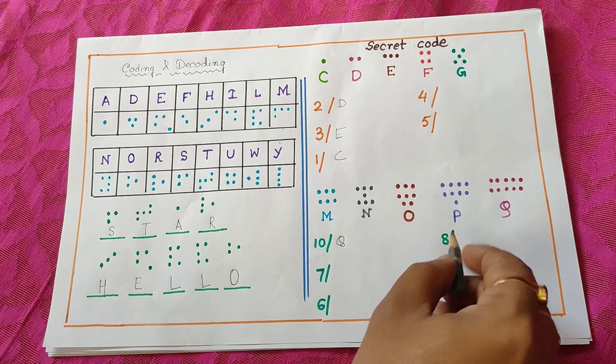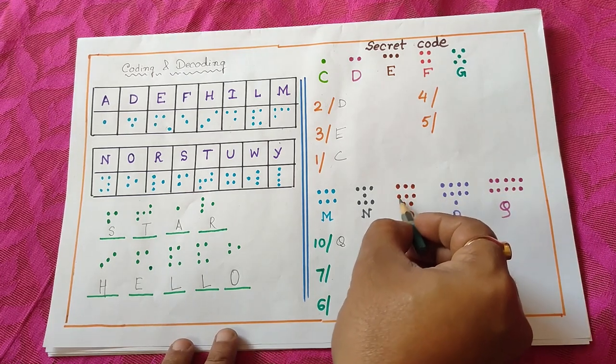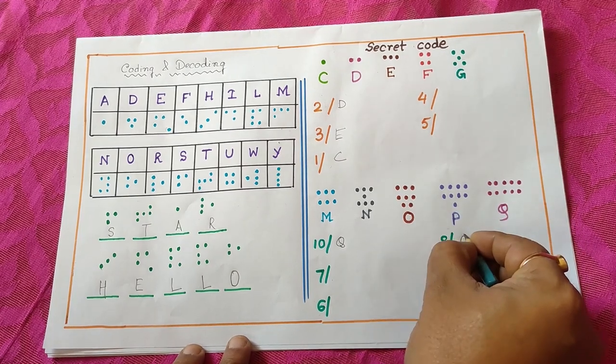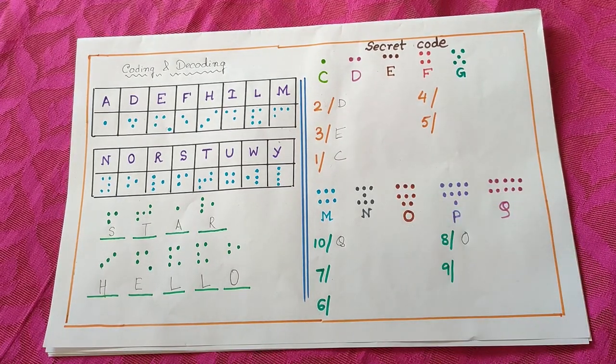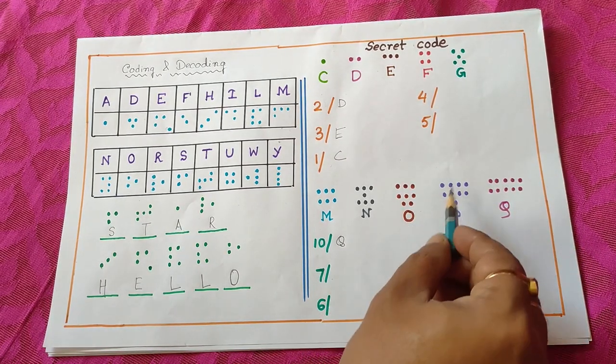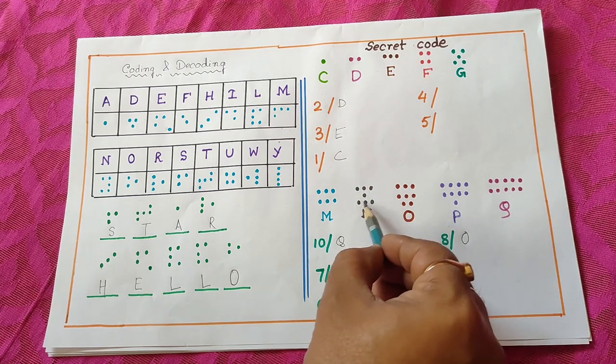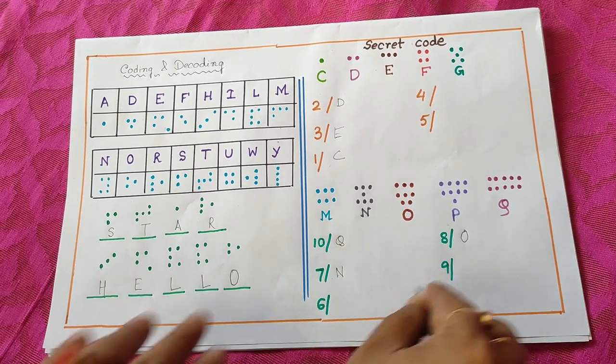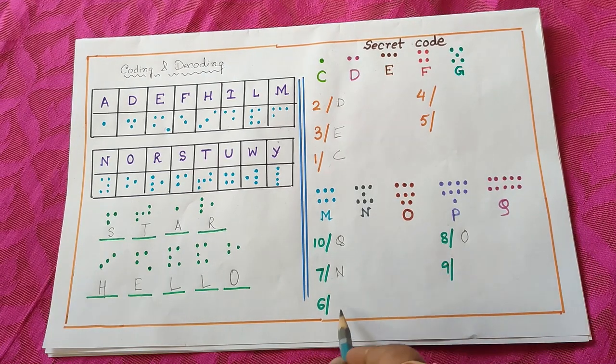Similarly, for 8, I am guessing this one. 1, 2, 3, 4, 5, 6, 7, 8. So this will be O. One more I will do, and the rest you have to do. So I will do 7. So 1, 2, 3, 4, 5, 6, 7. This is N. Please complete the other ones I have left here, 9 and 6, and for this, 4 and 5 to practice. Now this page is complete.